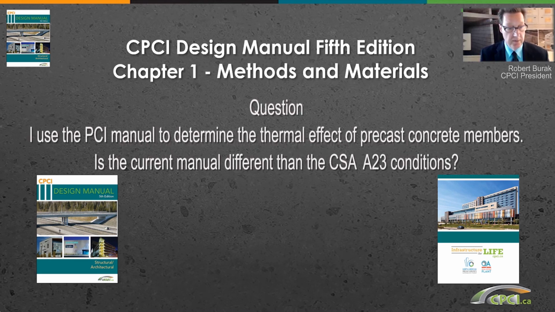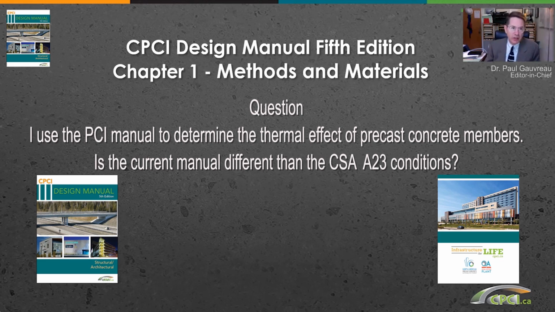I used the PCI manual to determine the thermal effect on precast concrete members. I haven't looked yet at the current manual, but is that different than the CSA A23 conditions? I'm not sure what the answer to that one is, and I guess that's going to be covered. I'm trying to remember which chapter that's covered in. Paul, do you remember if it's chapter 5 or 6? Yeah, it is covered in one of the chapters, and I believe that the requirements basically are similar, pretty much identical to the A23.3 conditions.